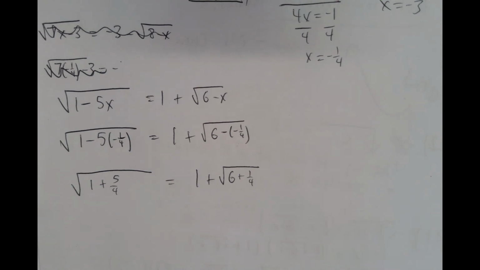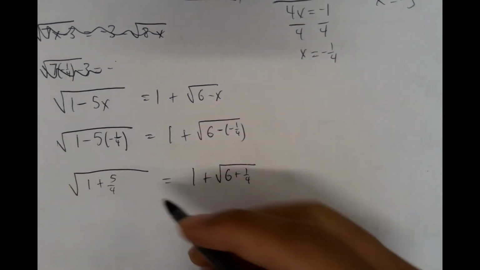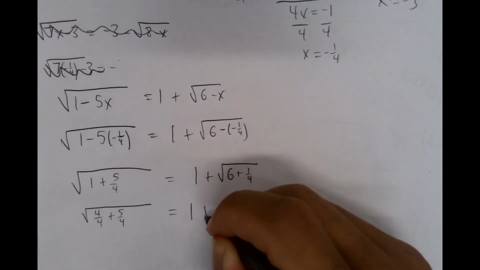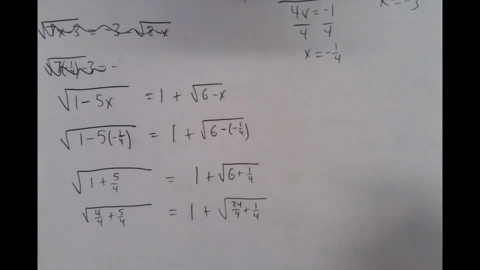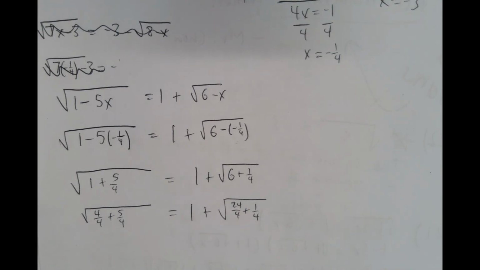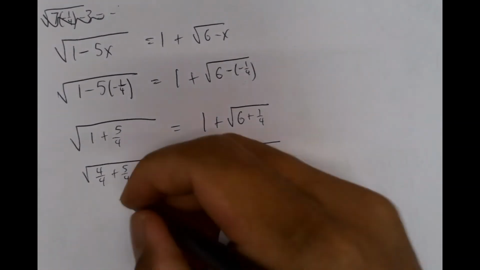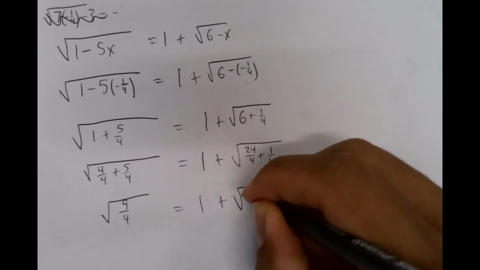Okay, so to make sure that I'm combining the same values, I'm going to just convert 1 to 4 over 4. So I'm going to convert this to 4 over 4 plus 5 over 4. And this one I'm just going to convert to 24 over 4 plus 1 over 4. So again, all I'm doing is changing it to its equal value. Then we have the square root of 9 over 4 is equal to 1 plus the square root of 25 over 4.